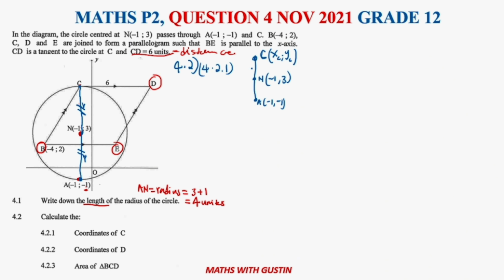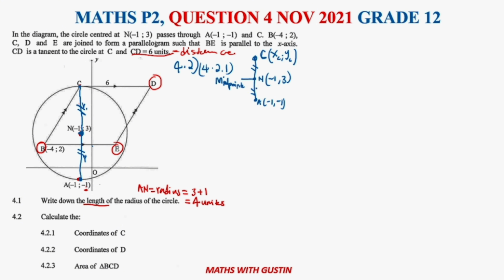Okay, do you guys agree with me that N here is also the midpoint of this line? Okay, this is the midpoint of this line. Why am I saying that? Because there's equal size of radius on each side. So this N here is also the midpoint, because radius and radius are equal, therefore it is the midpoint.